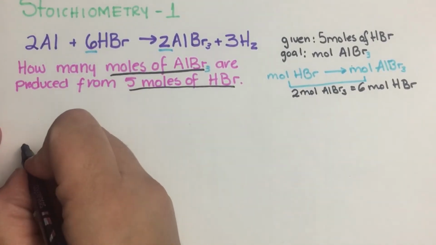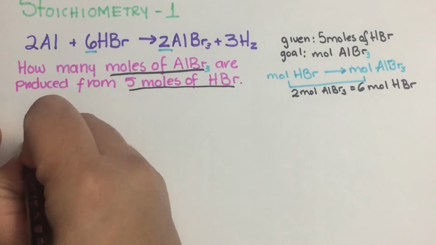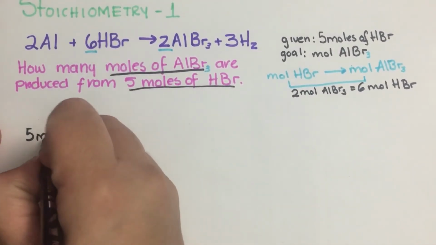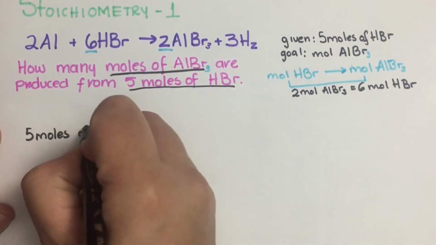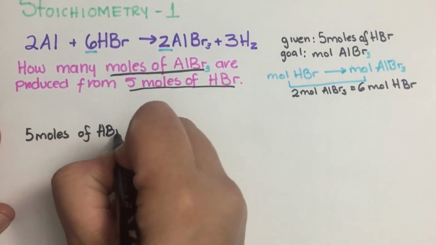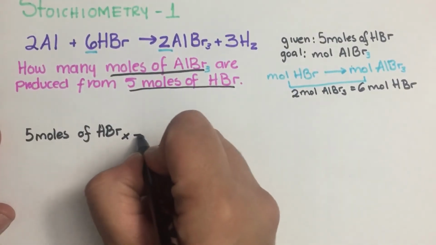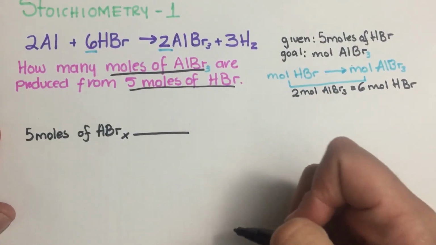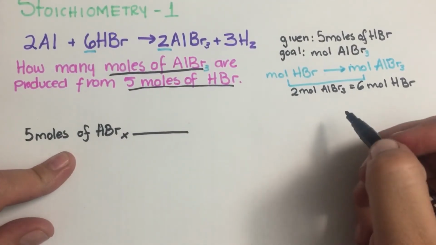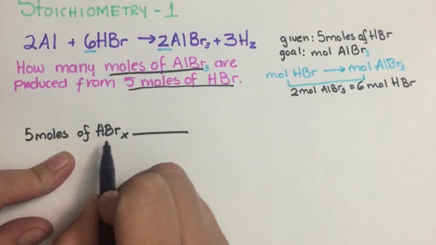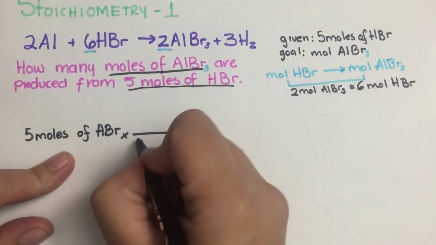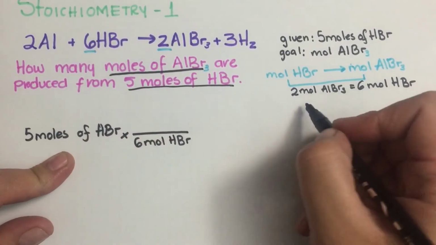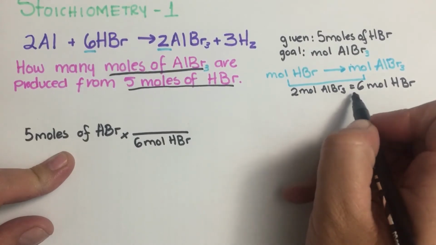What does the setup consist of? To use this equality as a conversion factor. For example, 5 moles of HBr, hydrogen bromide. To be able to use this as a conversion factor, we need to make it a fraction. We're going to choose on the bottom the one that you need to get rid of. In this case, HBr, so 6 moles of HBr would be on the bottom. On the top, you would have 2 moles of aluminum bromide.